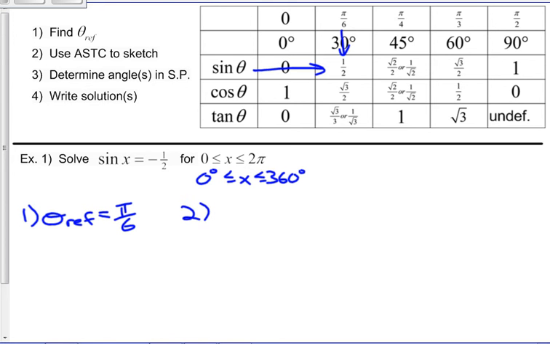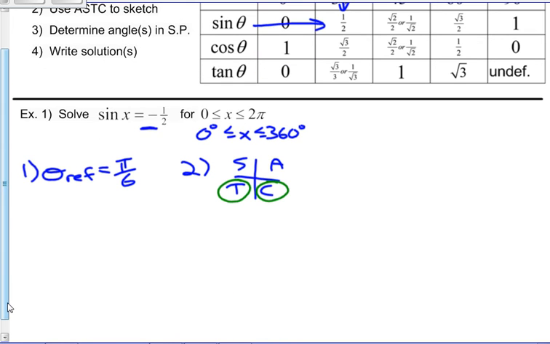Okay, number 2, figure out what quadrants we're really in. So notice here, sine is negative. Where is sine negative? In quadrant 3 and quadrant 4. Let's sketch. So I'm going to draw an angle of pi over 6, which I know is 30 degrees, in each of these quadrants.